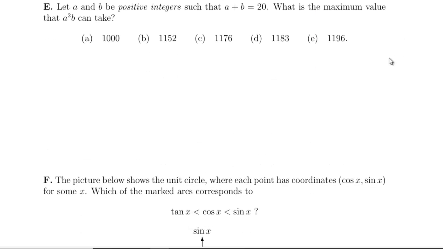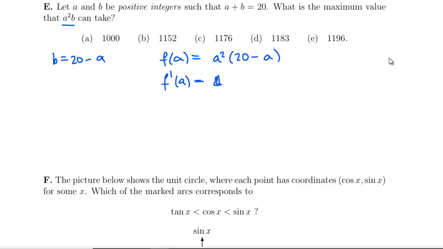E, let a and b be positive integers such that a plus b is 20. What's the maximum value of a squared b? So, well, we want to get this just with one term in it, don't we? So let's say then that b is 20 minus a. And then we can say, well, f of a is a squared times 20 minus a. So we want to then differentiate this, which is going to give 40a minus 2a squared. No, 3, sorry, a squared.